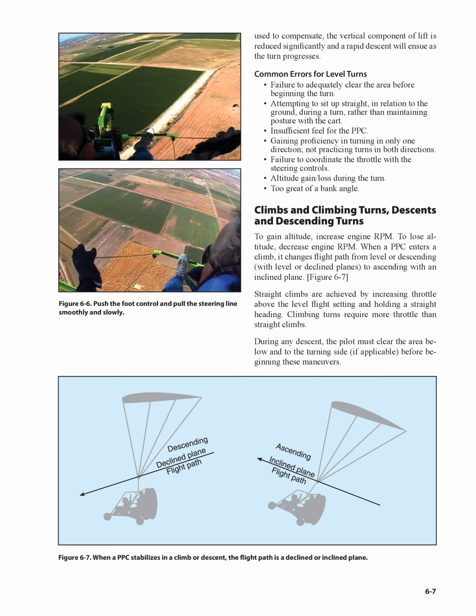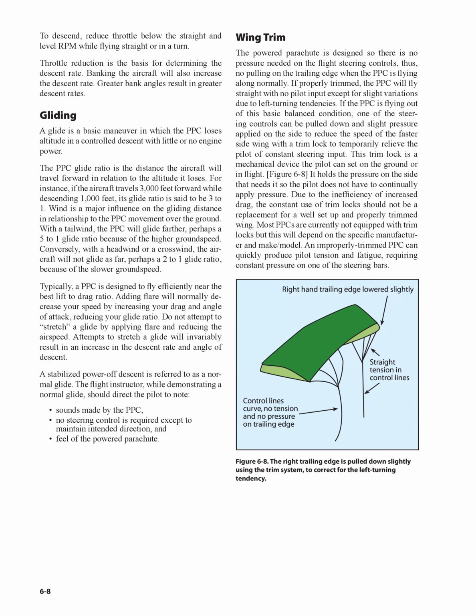During any descent, the pilot must clear the area below and to the turning side, if applicable, before beginning these maneuvers. To descend, reduce throttle below the straight and level RPM while flying straight or in a turn. Throttle reduction is the basis for determining the descent rate. Banking the aircraft will also increase the descent rate. Greater bank angles result in greater descent rates.